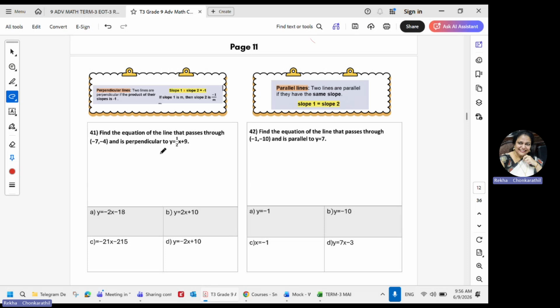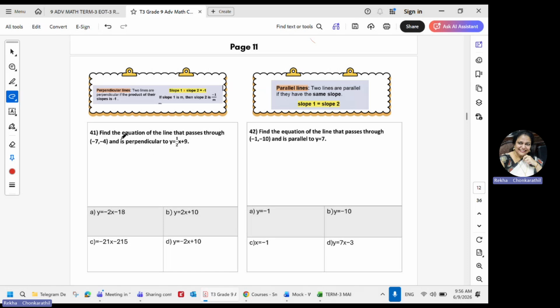Now let's check this question 41. Here, find the equation of the line that passes through. Here we are asked to find the equation of the line. We are not asked to find whether the lines are parallel or perpendicular. Instead, we are asked to form an equation. Now, very, very important is you have to read the question twice, because please see whether the line is perpendicular or parallel. Let's read this.